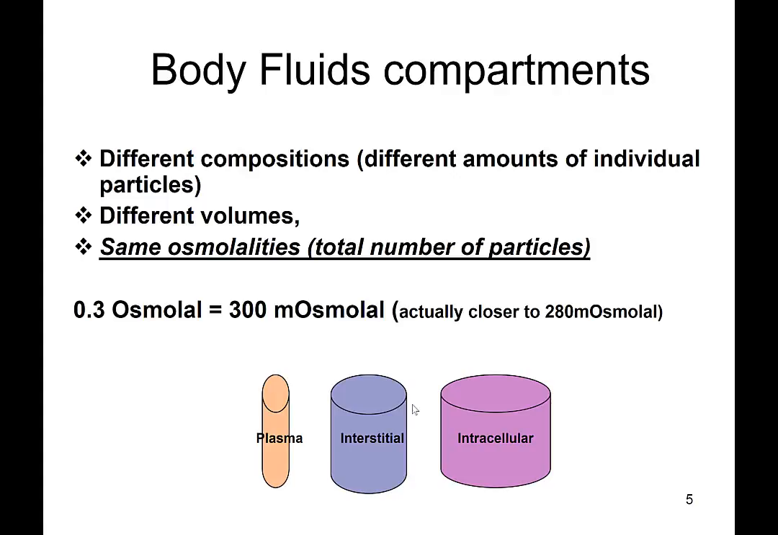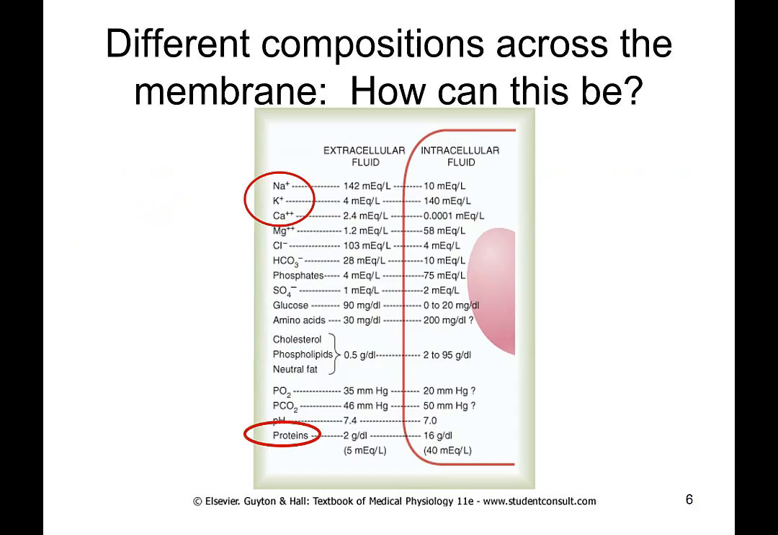And this way of describing concentration, there are many ways to describe concentration. This way is called osmolality. The magic number that all of our body fluid compartments have to be at is roughly 300 milliosmolal. It's really closer to 280, but we round up for an easy number to remember. 300 milliosmolal. The number of particles per unit volume has to be the same. So we have different volumes, different compositions, but the number of particles per unit of volume has to be the same.